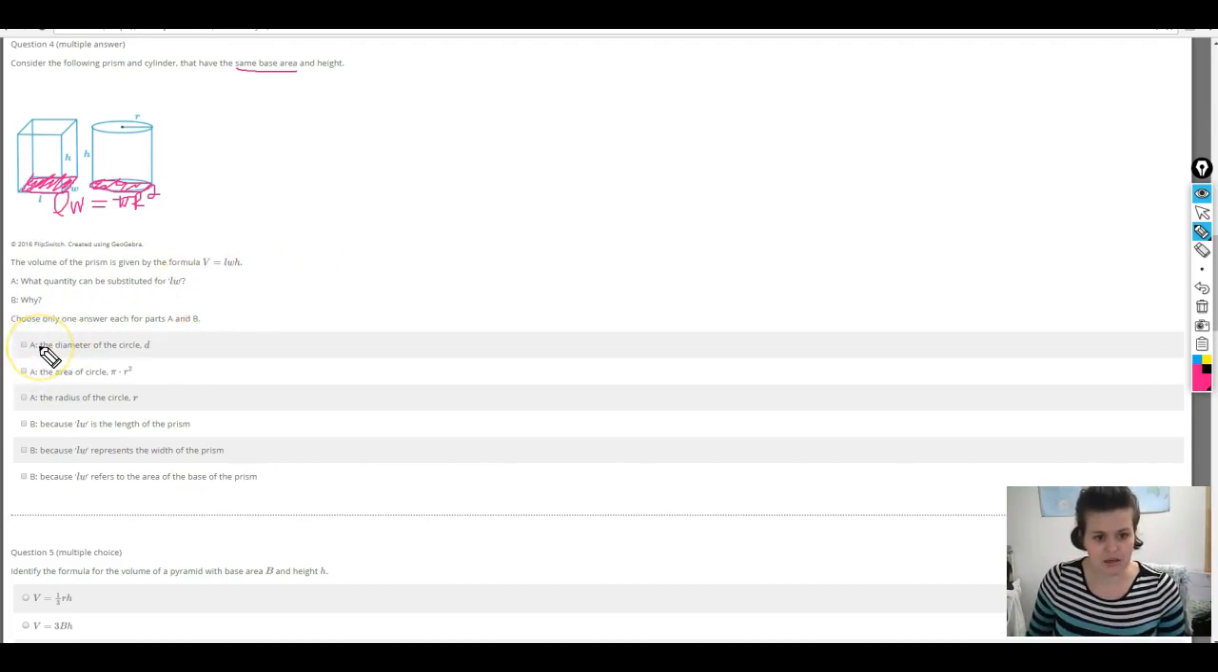Is it the diameter of the circle d? No, because d is not the same as the area for a circle. This area of a circle, yes. It is the area of the circle because they have the same base area. And volume is just the base area times your height. And why? That's because length times width is the area of the base of our prism.